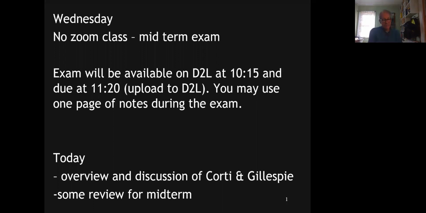And you can use a page of your notes during the exam, but otherwise it's closed book, closed notes, except for the page of notes that you make for the exam.